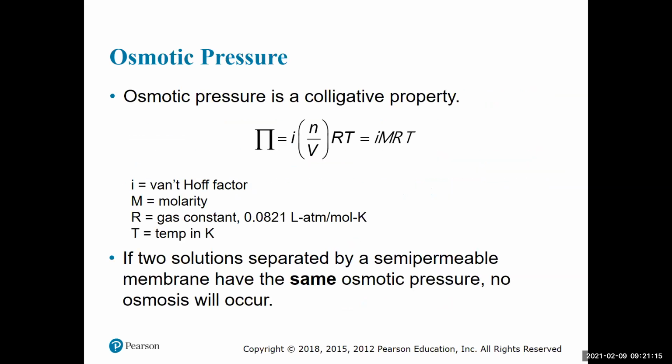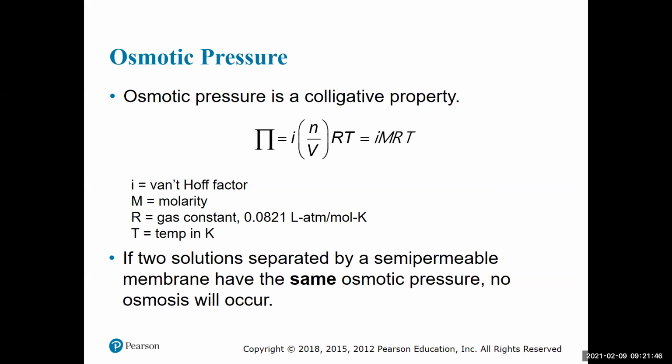So you can calculate osmotic pressure. And here we have a formula for that. Once again, we have our Van Hoff factor, i. That's the same as what we talked about on the freezing point and boiling point changes. M, now this is capital M. So that's molarity, moles per liter.